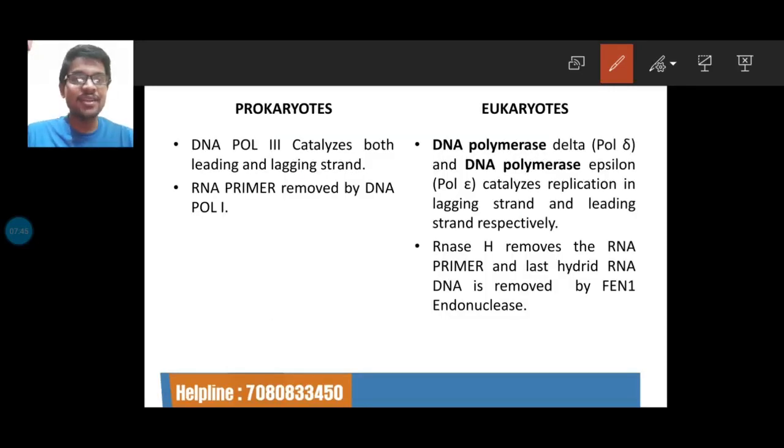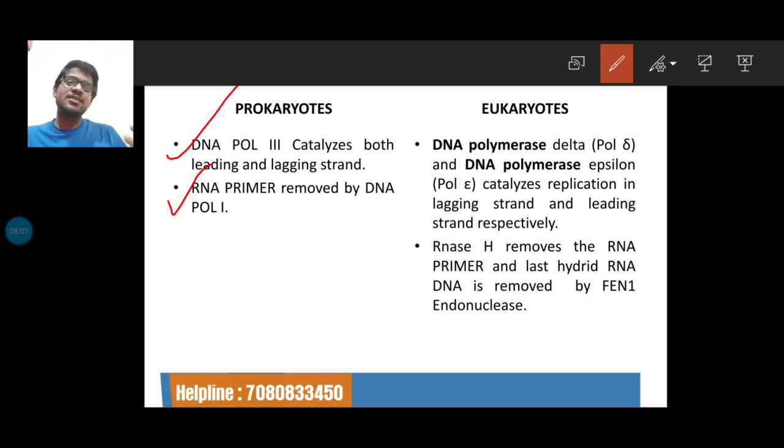Now in this slide we will compare the elongation process in prokaryotes and eukaryotes. So in prokaryotes we have seen that DNA polymerase 3 is catalyzing both the leading strand and the lagging strand, and the RNA primer gets removed by the enzyme DNA polymerase 1. Now in eukaryotes it's a bit of a complicated matter.